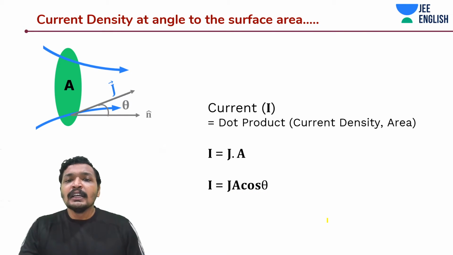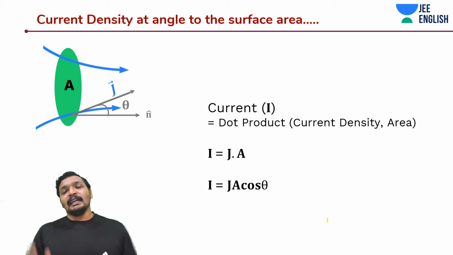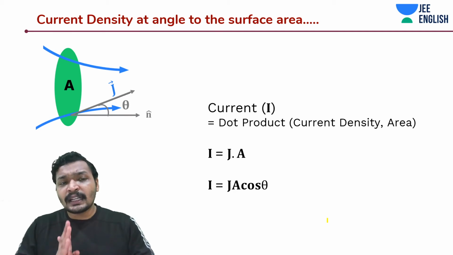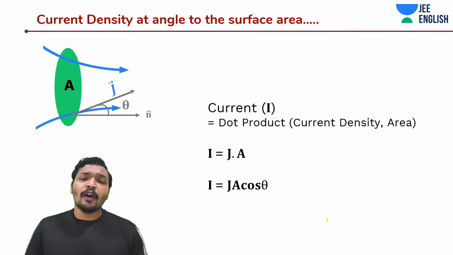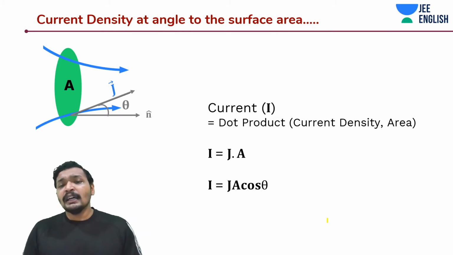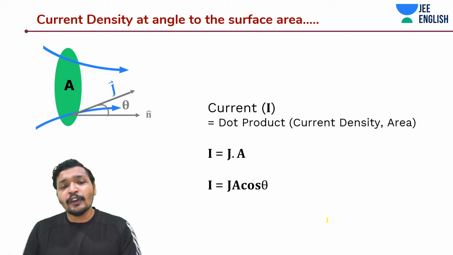All right, guys, let's have a look at some cases where current density has a direction on a surface area. And how do we calculate it? You would do a simple thing to calculate current when current density is given. What you do is you simply take a dot product of the area vector, which is going to be perpendicular to the surface, with the current density, and then you would get the value of current.